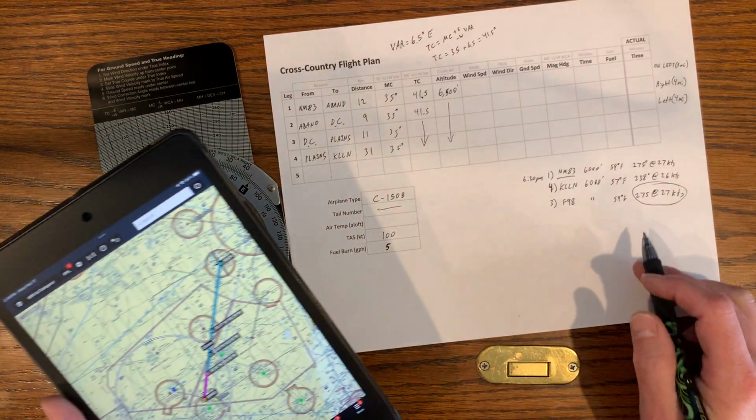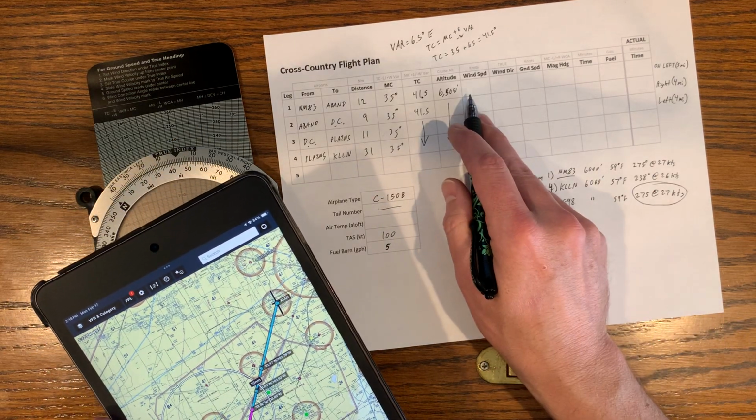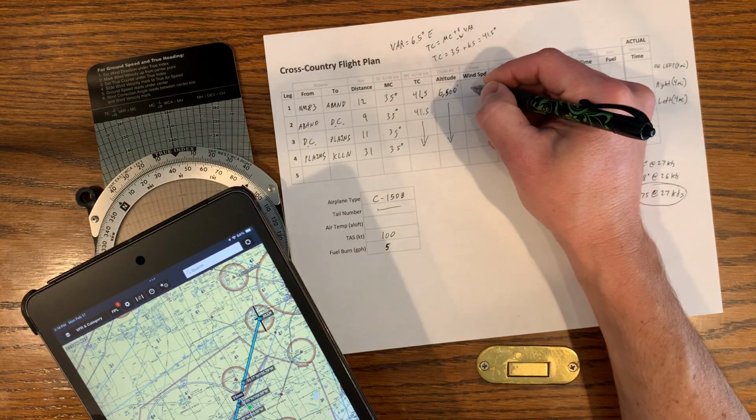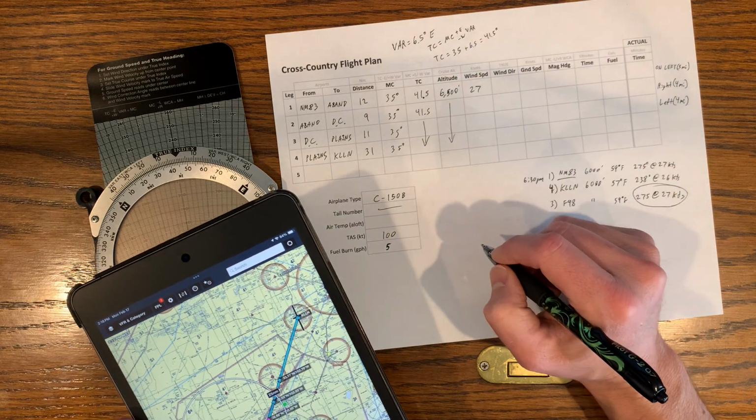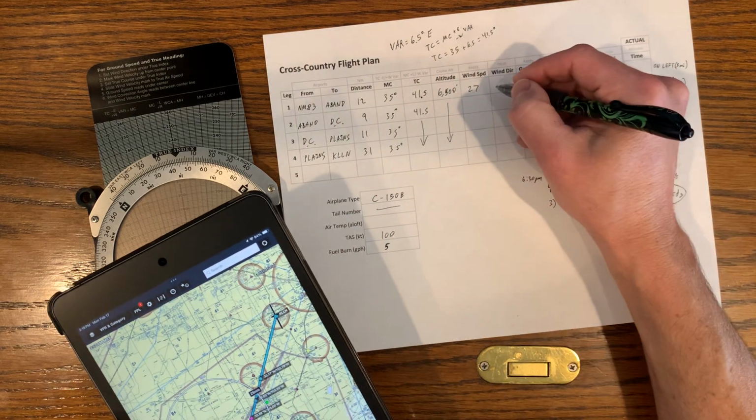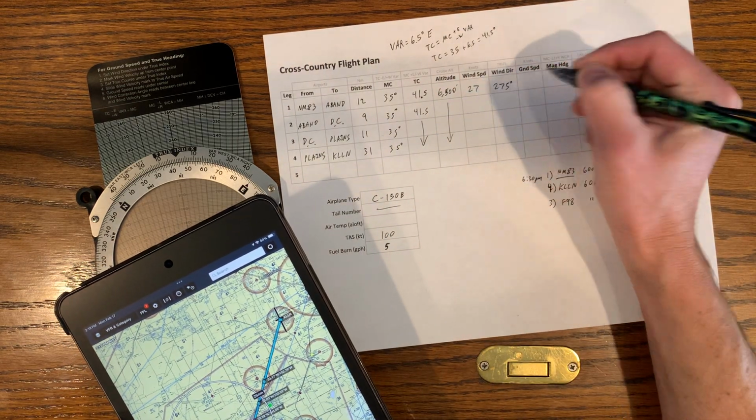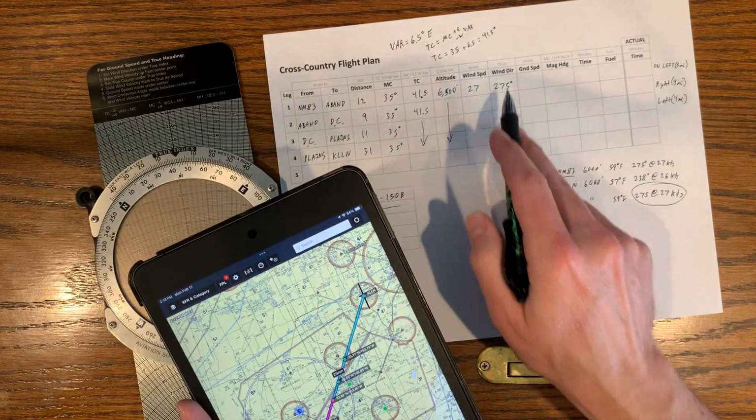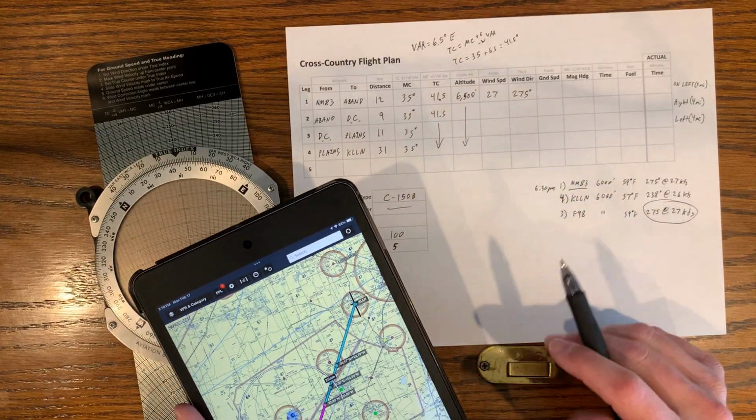So, all right, wind speed. What's it going to be? 27 knots. Wind direction, 275 degrees. Now remember, this is true, and it's noted up here. This is a true direction.